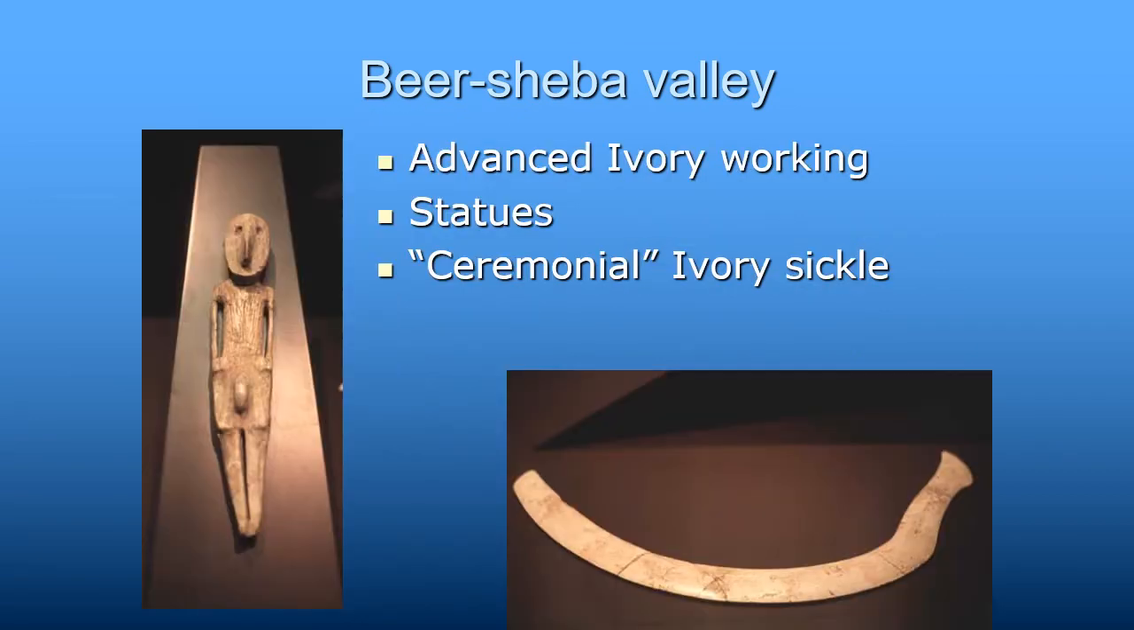Some of the underground settlements produced evidence of being workshops. Ivory carving was really quite advanced at Bir Safadi, and we have a number of statuettes that were found at the site, and also this, we assume, ceremonial sickle carved out of ivory, and then a number of other small, beautiful pieces.